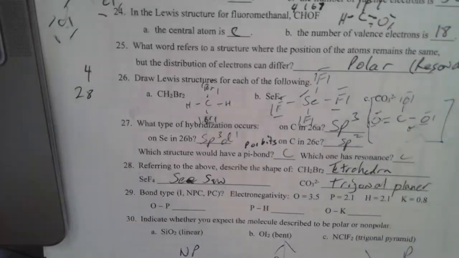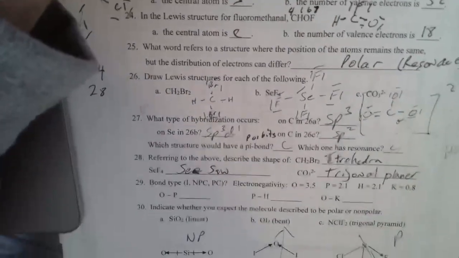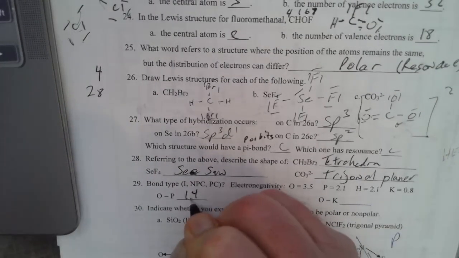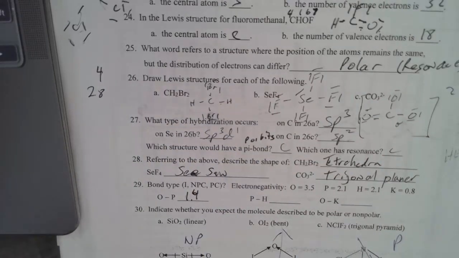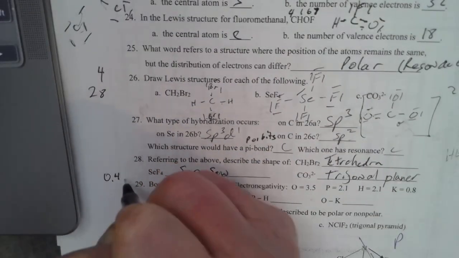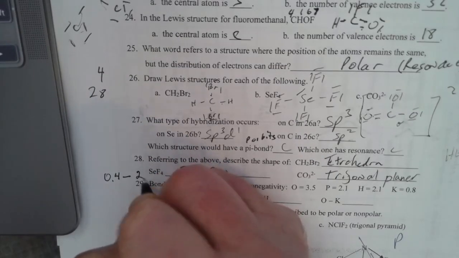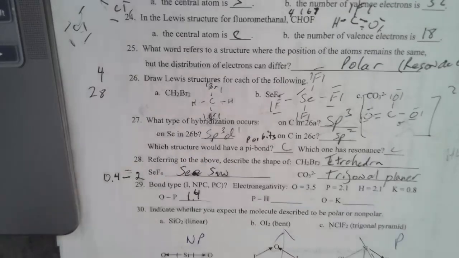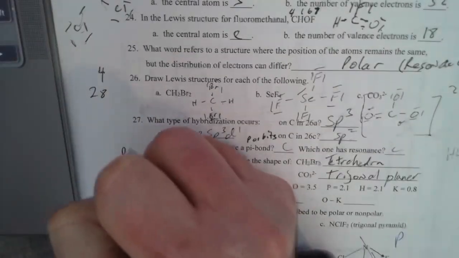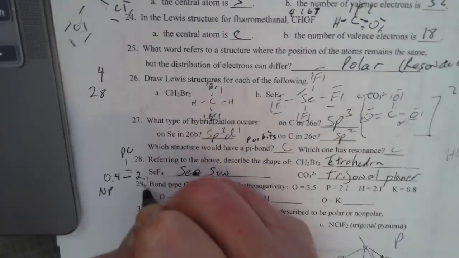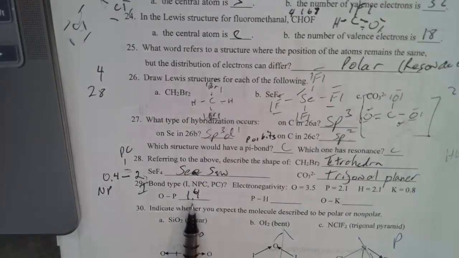Electronegativity differences. If we look at O and P, we're going to take 3.5 minus 2.1, so that's going to be 1.4, I believe. I don't have my watch on today. 1.4 is, remember, we go from 0.4 to 2. Anything in this range right here, between 0.4 and 2, that is polar covalent. 0.4 or less is nonpolar, and 2 or above is ionic. So this would be a polar covalent bond.